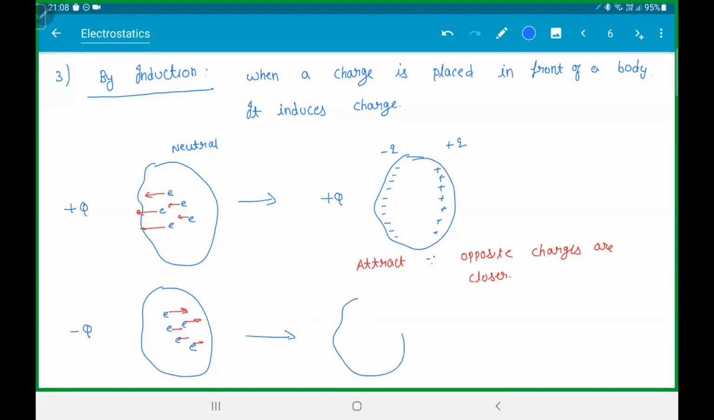So in this case, what would happen? This would be minus Q. So this side will be plus and this side will be minus. So this will be plus Q, this is the minus Q. Now something interesting, this also attracts, because minus plus is still closer than minus minus. So if you put a charge in front of a neutral body, it will always attract. It doesn't matter whether you keep a plus charge or a minus charge. Have a look at this. This is conduction.